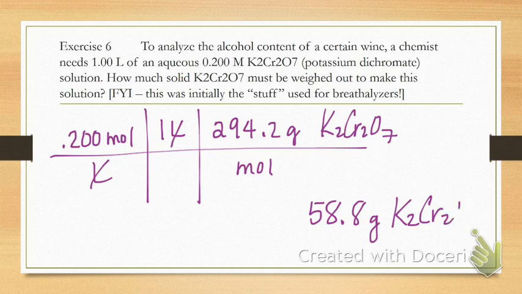So if I were to go into the lab to make this up, I would get my balance, and I would get my little weigh boat. I would put 58.8 grams into my weigh boat. Then I would put that into a little bit of water in my volumetric flask, shake it up. It's a real pretty yellow color, actually. Shake it up, and then I would fill to the mark.